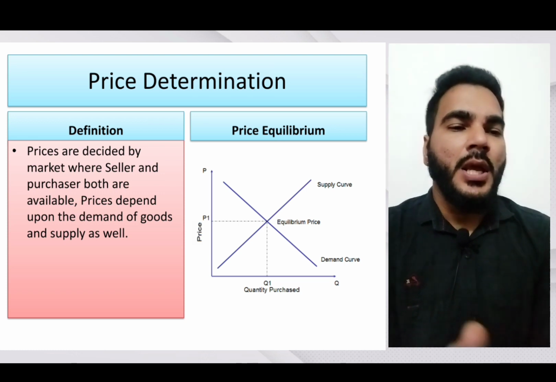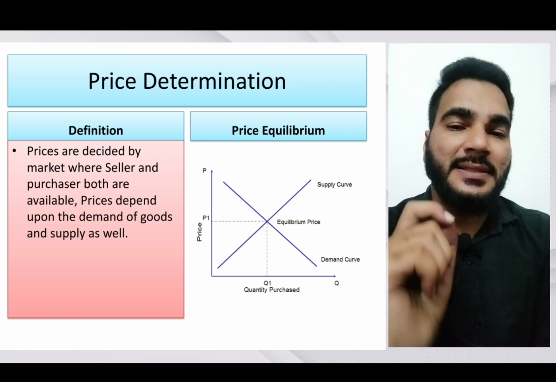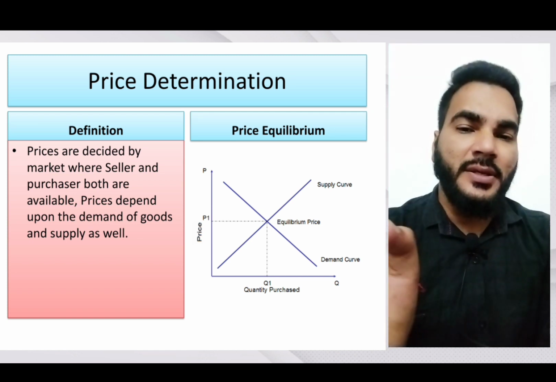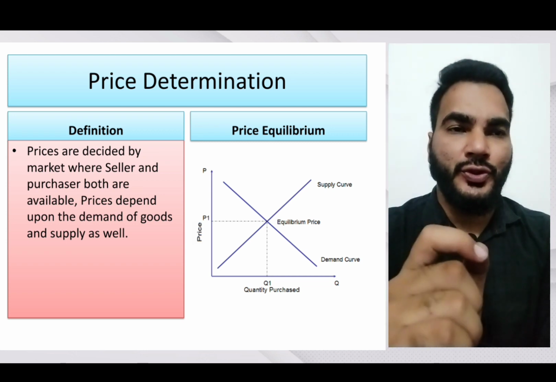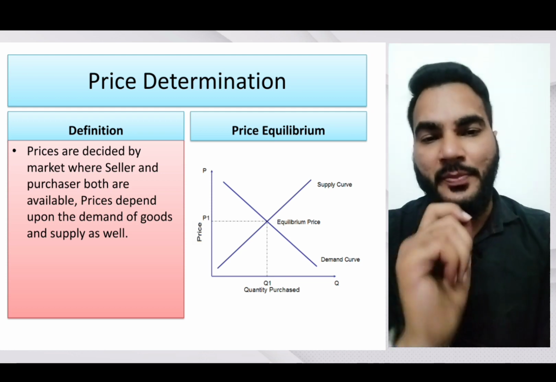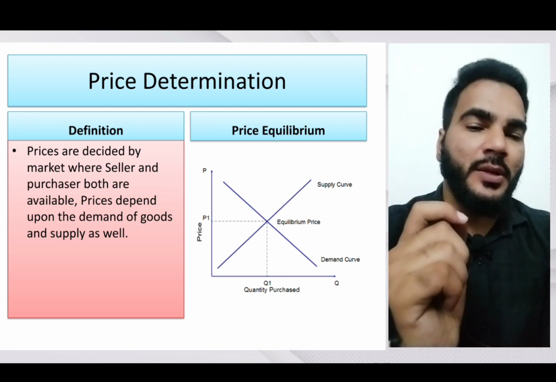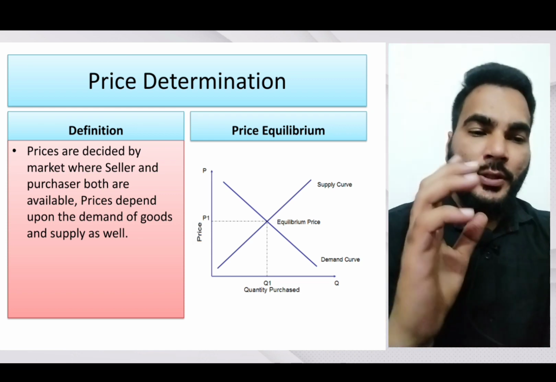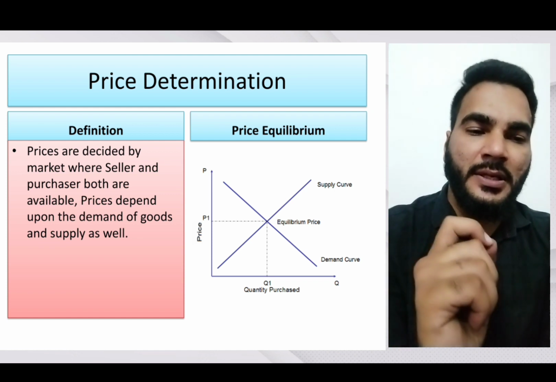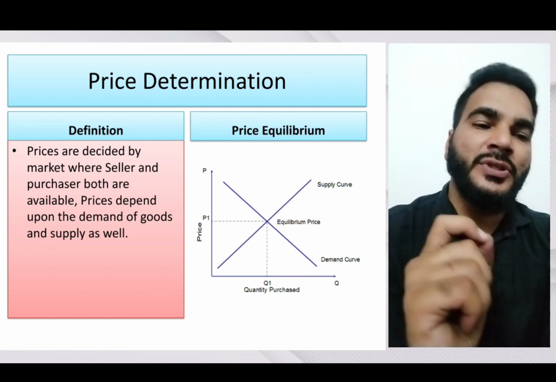Next slide we have is price determination. Now the major question is how the prices are decided in the market. Who decides the price, consumer or producer? Basically the answer is, the prices are decided by the market, where consumer and producer both play a very important role. The definition given is: prices are decided by the market, where seller and purchaser are both available. Prices depend upon the demand of goods and supply as well.